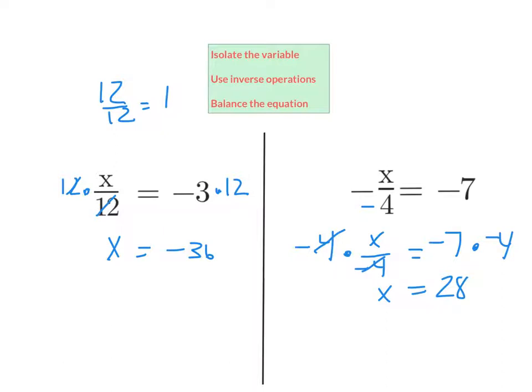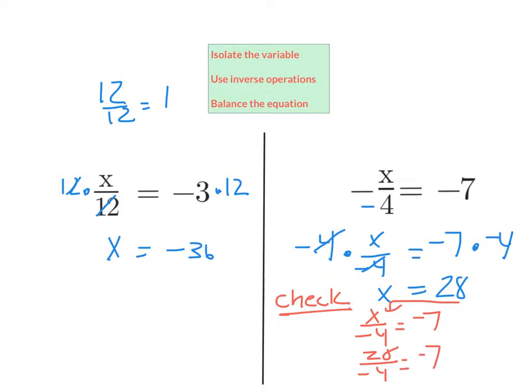And if you're not sure, you can check that by writing your original equation, and we'll put x over -4 equal -7. Replace your x with 28. So I have 28 divided by -4, and 28 divided by -4 is -7. And that checks. So the solution to this problem is x = 28.